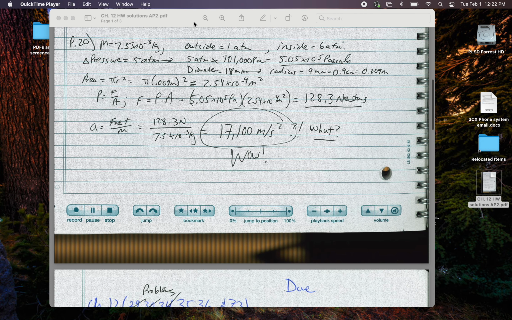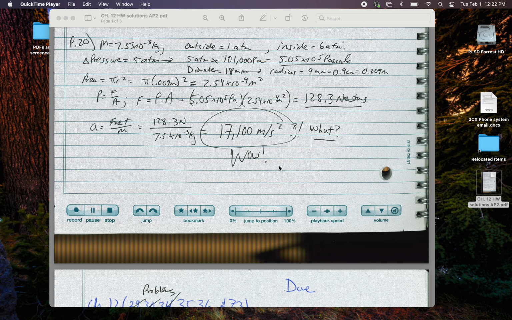Number 20. So what we've got here is it was a champagne bottle, I think, and the atmosphere outside was 1, inside it was 6, so that's a differential of 5. Figured that out in pascals. It gave you the diameter of the cork, so I got the area of the cork. So we had the net pressure, the area. We can figure out the force, which is 128 newtons. That seems like a lot.